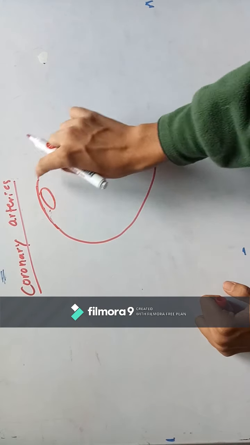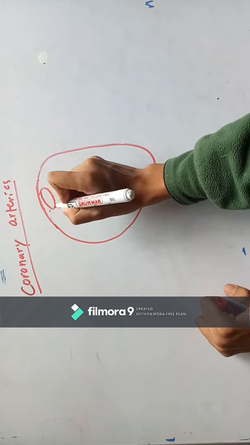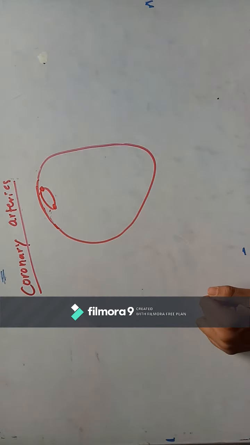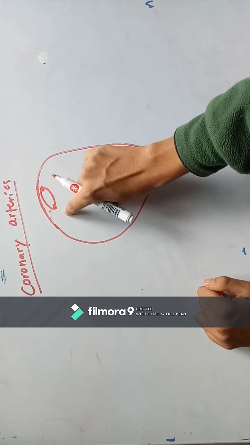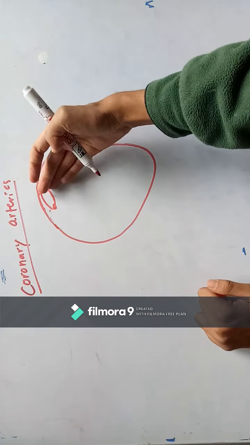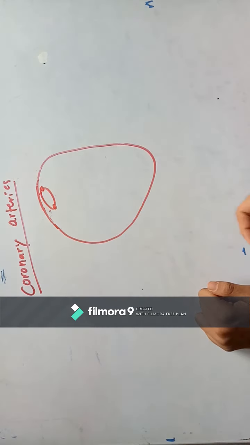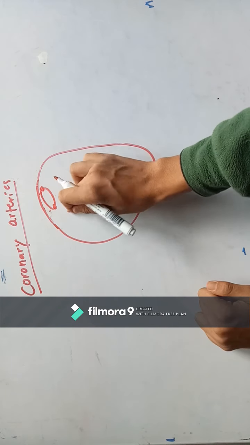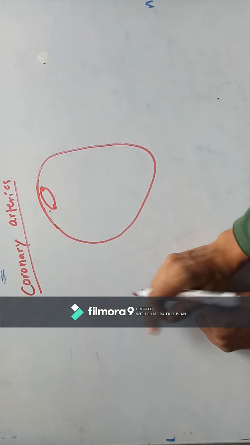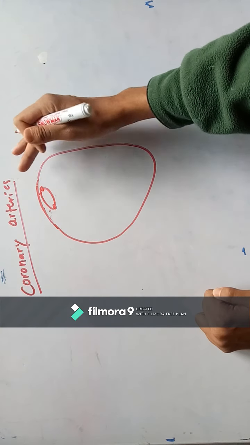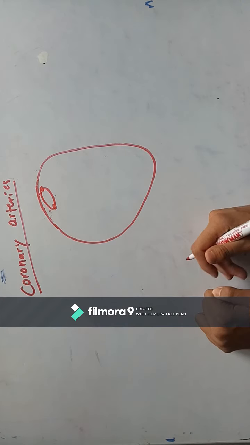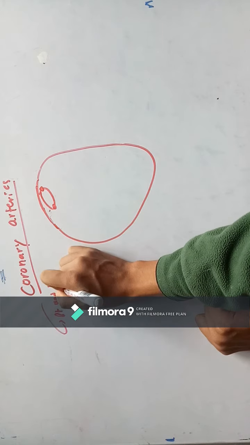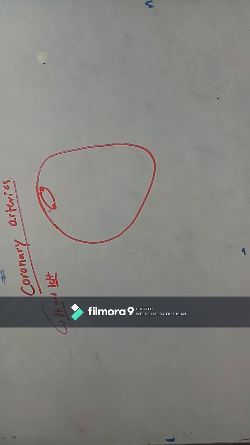In the aortic opening itself, there are two other openings. This is the anterior aortic opening, and this is the posterior aortic opening, towards the back part. From the anterior aortic opening, what arises? The anterior aortic opening gives rise to the right coronary artery, and the posterior aortic opening gives rise to the left coronary artery. So there are two coronary arteries, right and left.